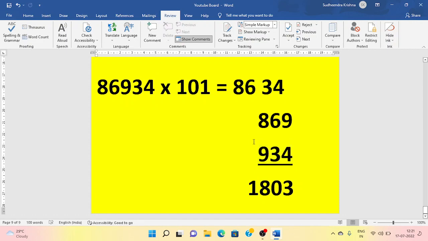But 1803 is a 4-digit number. You cannot take a 4-digit number. You can put only a 3-digit number. So out of 1803, you put 803 as it is, and you carry over 1 to the left number. On the left side of 8, you have the number 6. You carry over 1 to 6. So 6 plus 1 carry over will give you 7. So this is the required number. So 86,934 into 101 is equal to 87,80,334. This is the required answer.